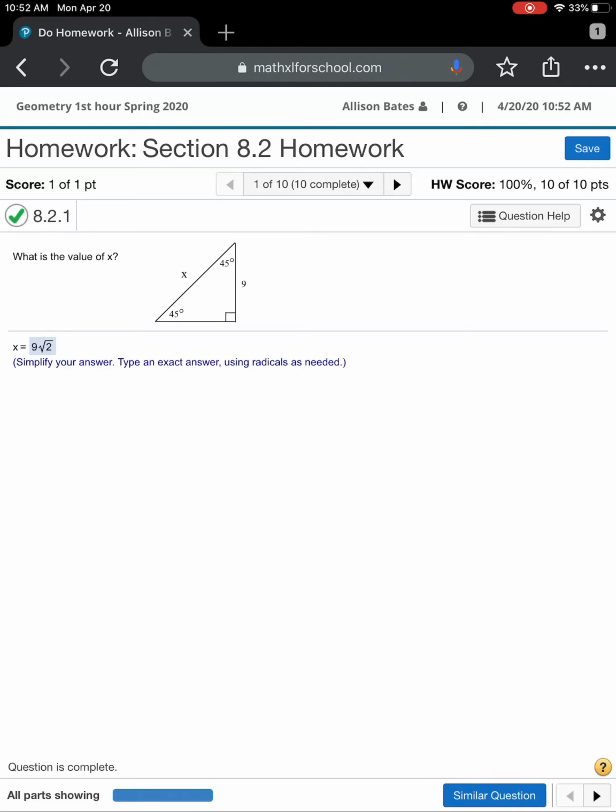Anyways, in order to find the hypotenuse in a 45, 45, 90 triangle, all you have to do is multiply it by the square root of 2. And luckily for us, MathXL just requires you to put the number and square root of 2. That's it. Incredibly simple. Thank the gods, finally something I can actually do in math. Anyways, that's how you solve that.